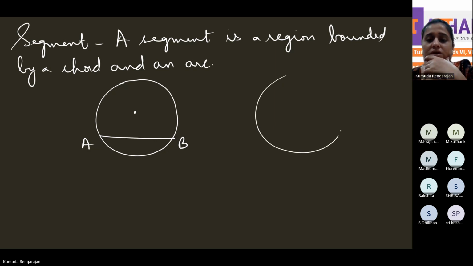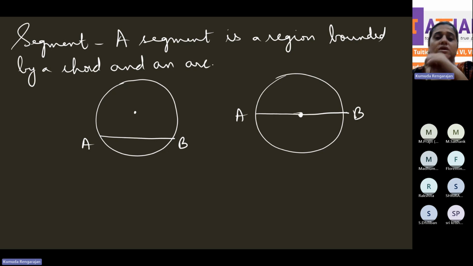If the center lies on the chord AB, that is, if the chord is the diameter, we know that the diameter is the longest chord in a circle. If the center lies on the chord, then each region is called a semicircular region.